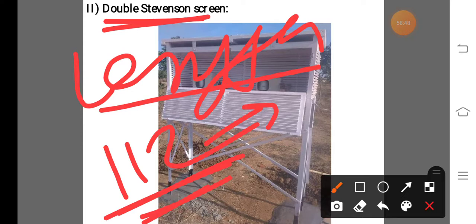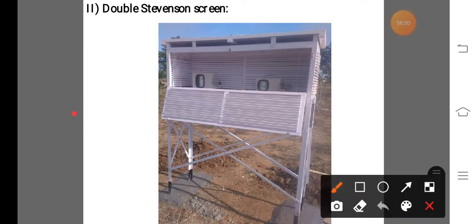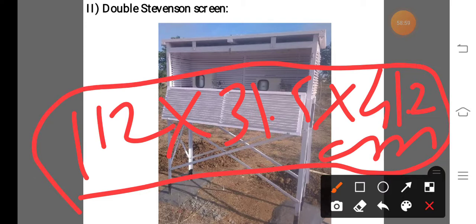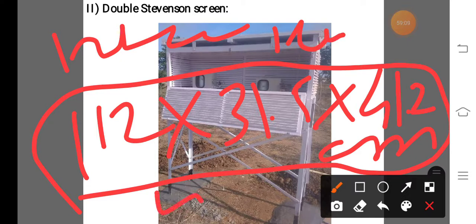That means the dimension of the Stevenson screen is 112 into 31.5 into 41.2 centimeter. This is the dimension of the double Stevenson screen. And this double Stevenson screen's height is 122 centimeter, 1.2 meter, and 4 feet from the ground surface.